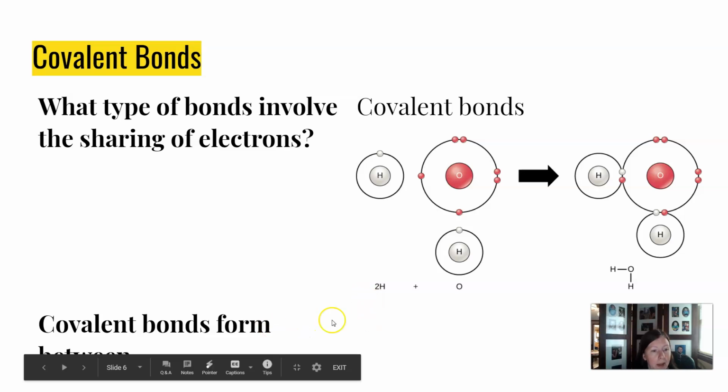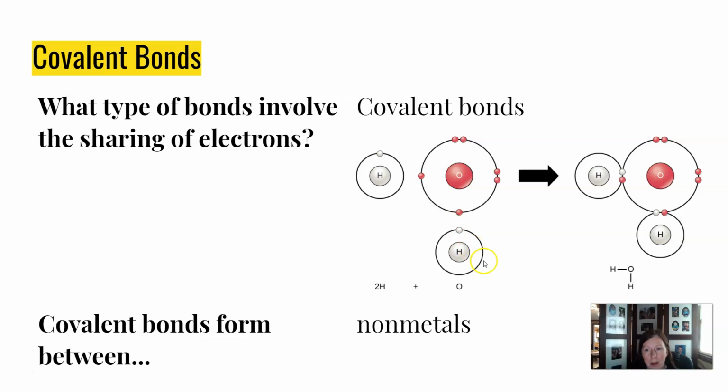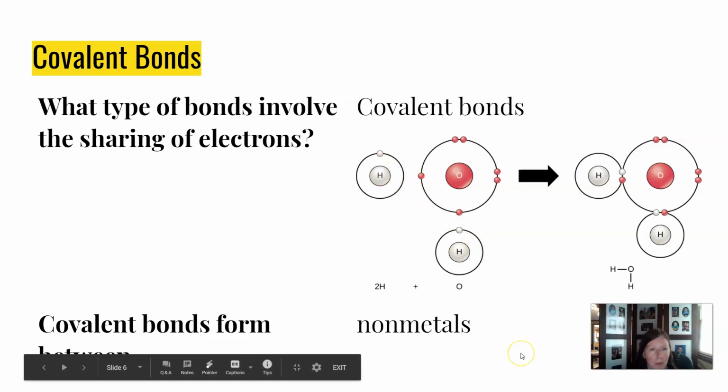All right, so again, covalent bonds form between nonmetals. So we are on the right-hand side of the chart, looking at only elements from the right, except for that exception, remember hydrogen.